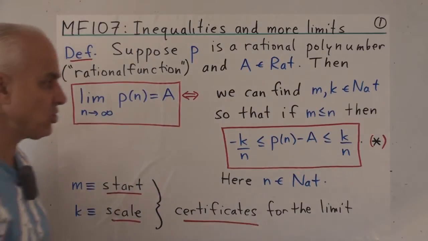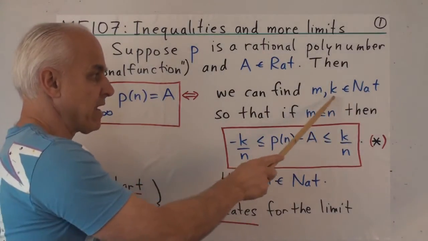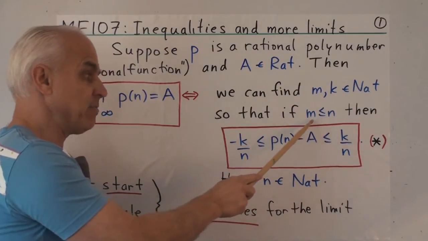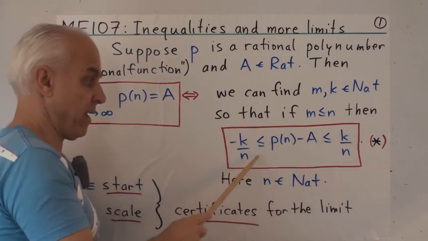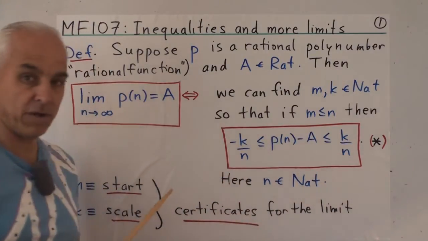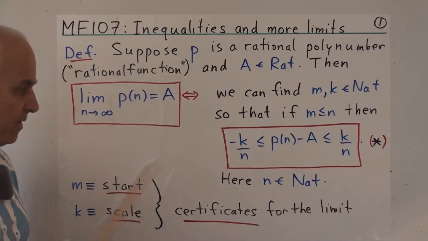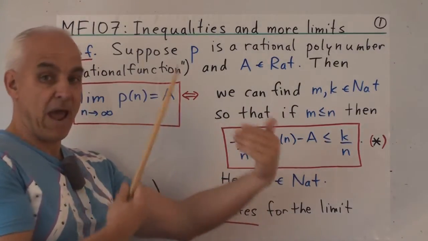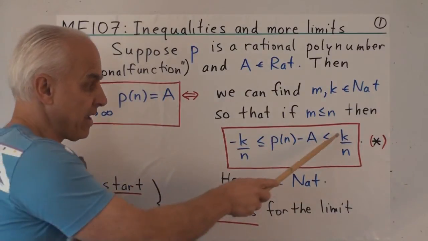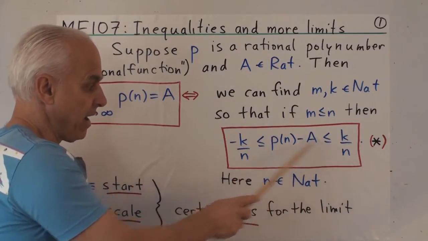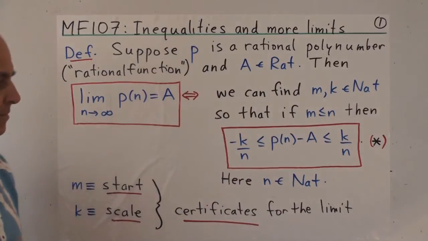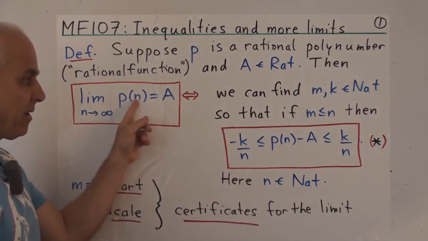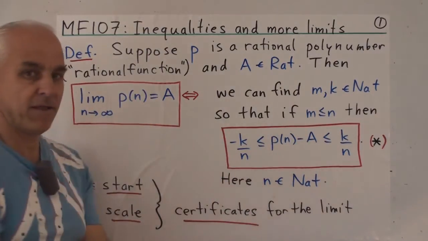It means that we can find two natural numbers m and k, so that if n is bigger than or equal to m, then this inequality holds. The inequality is that the difference between P of n and A is bounded on either side by k on n and minus k on n. So this should be true for all natural numbers n which happen to be bigger than m.